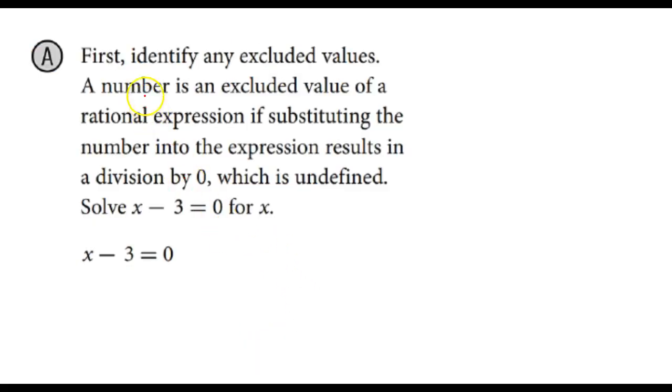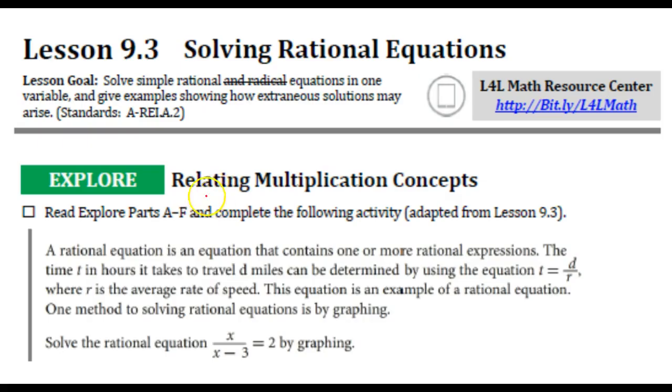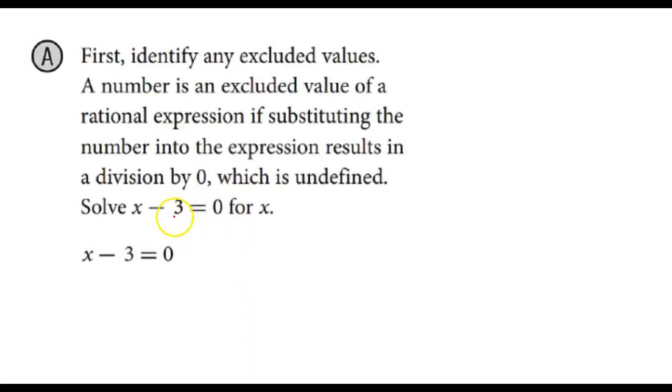Alright, so here they say first identify any excluded values. A number that is an excluded value of the rational expression is one where, if I substitute that number in, the denominator would be 0. So they ask us to solve x minus 3, which was the denominator, just in case you didn't notice, x minus 3 equal to 0. We solve that out by adding 3 to both sides, and we find out that x cannot be equal to 3. So as long as we don't get that as a solution, we should be fine.